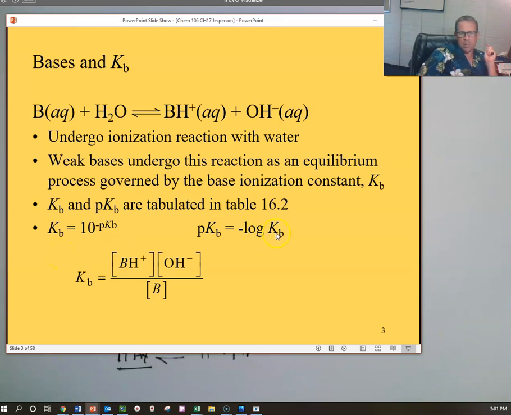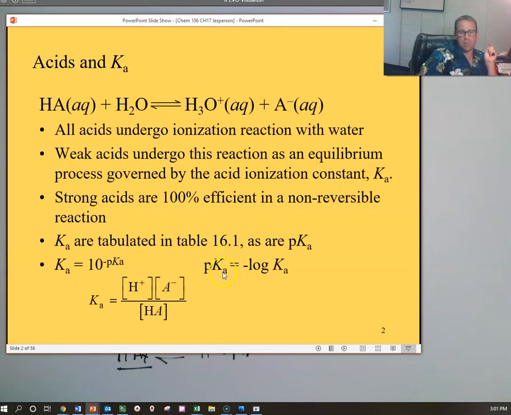The negative log of the Kb is pKb. That's also something we didn't talk about here, but the negative log of the Ka is the pKa. And that is a special pH, which we'll talk about in a bit.